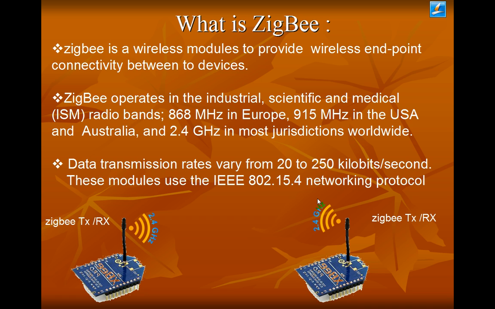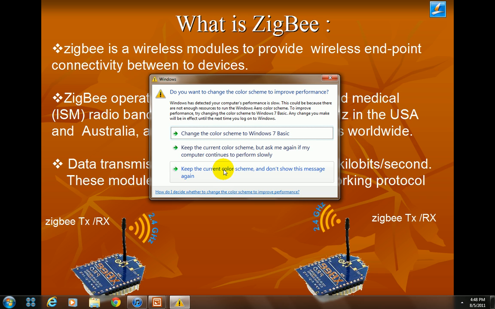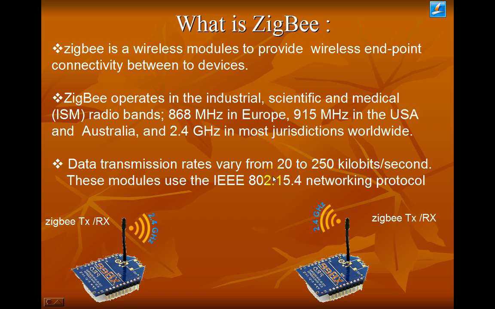Let me introduce what ZigBee is. ZigBee is a wireless module to provide wireless endpoint connectivity between two devices. ZigBee operates in the industrial, scientific and medical ISM radio band: 868 MHz in Europe, 915 MHz in the USA and Australia, and 2.4 GHz in most jurisdictions worldwide. Data transmission rate varies from 20 to 250 kilobits per second. This module uses the IEEE 802.15.4 networking protocol.